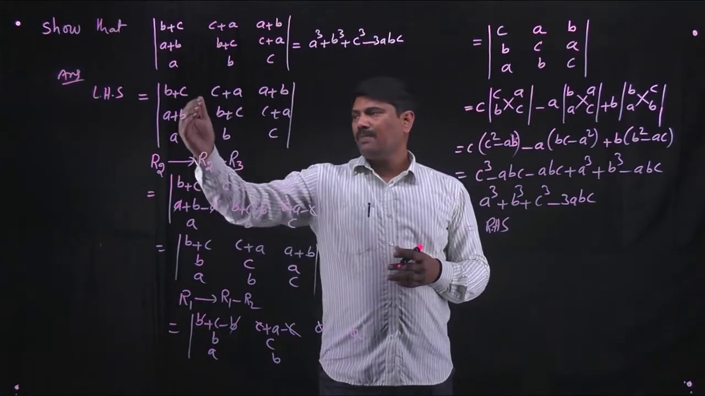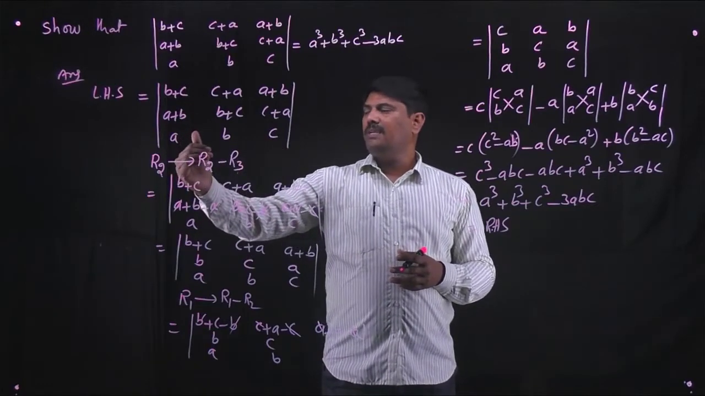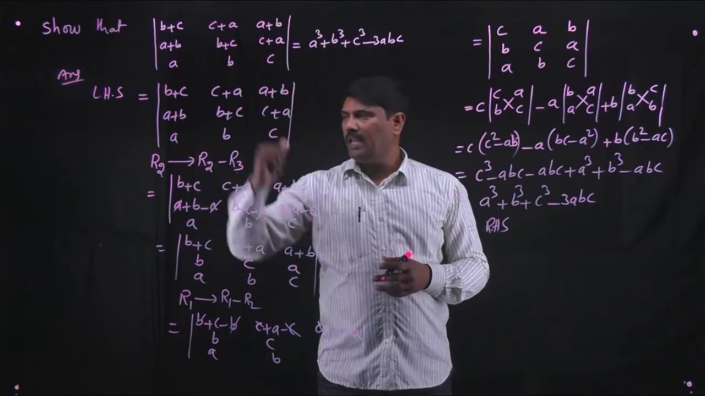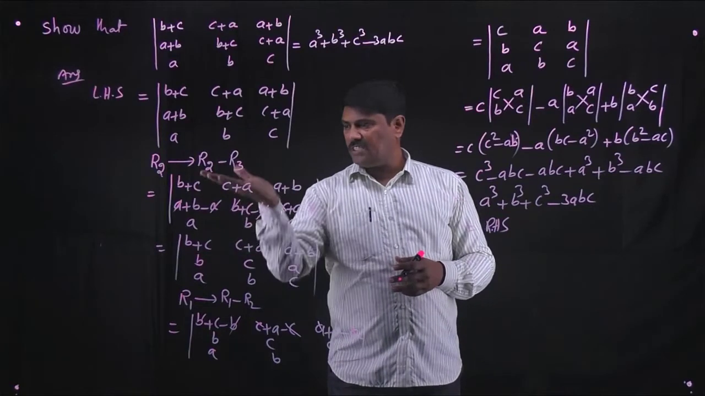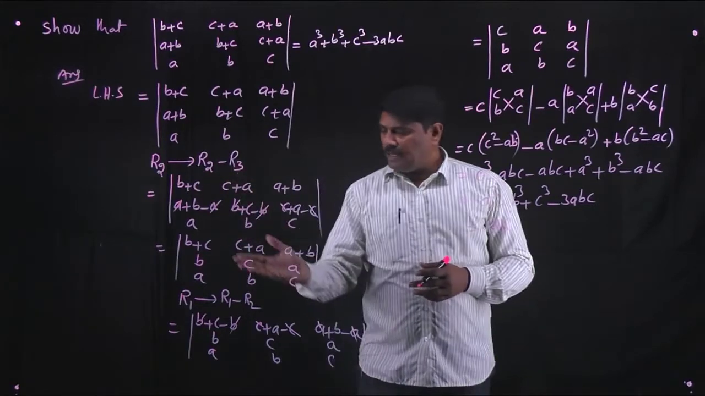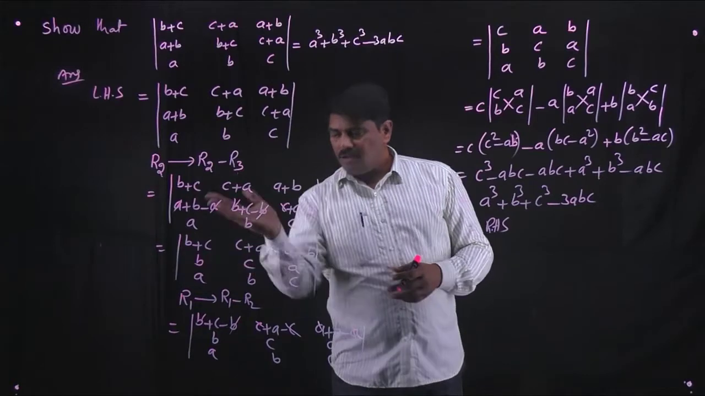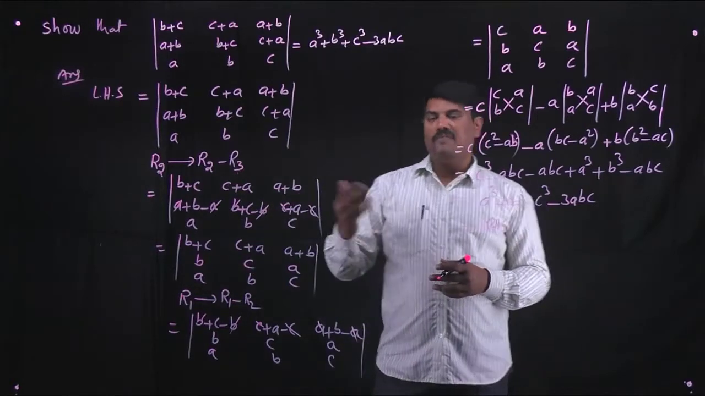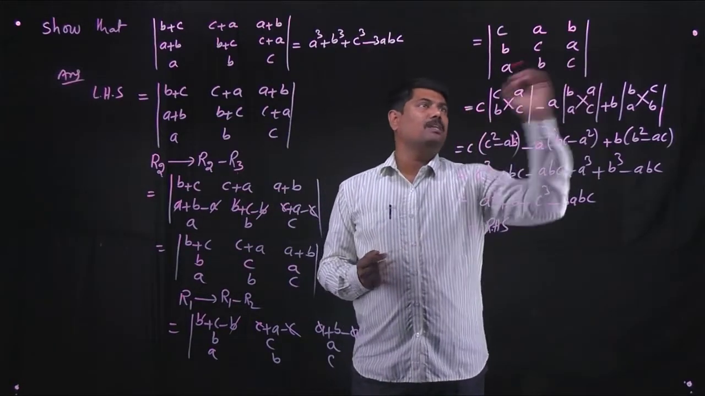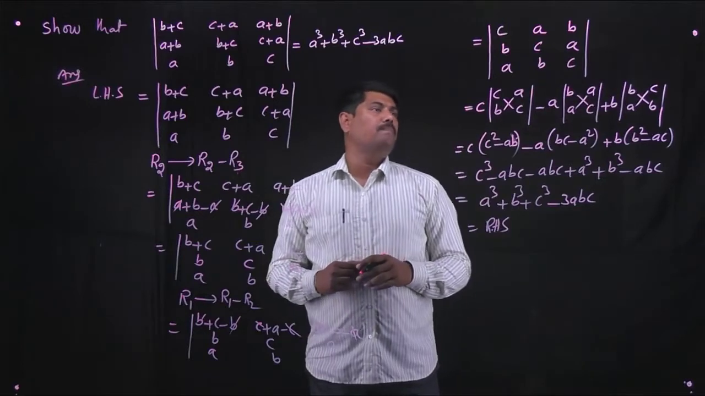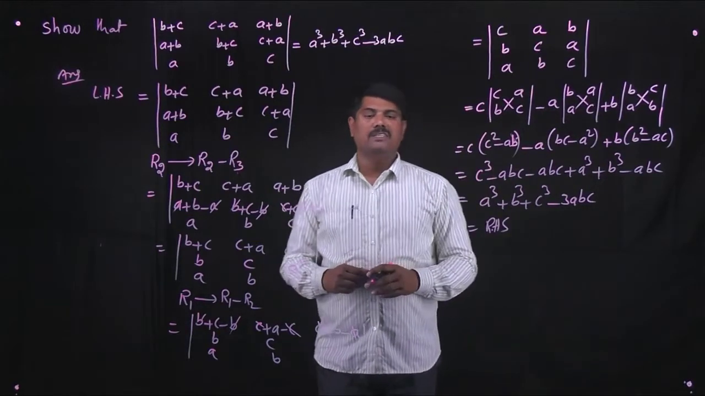That's why by using the R3 third row, we can simplify the second row in the first step. And later by using the second row here, we can simplify the first row. Then the determinant comes to this step. Later expansion, you will get the answer.